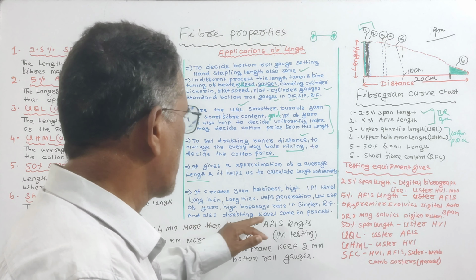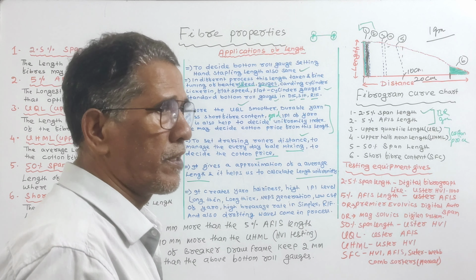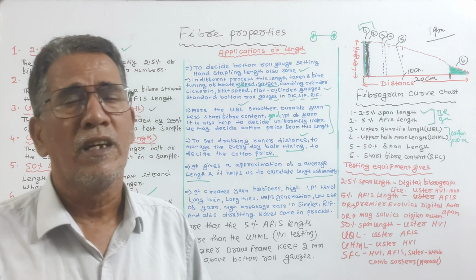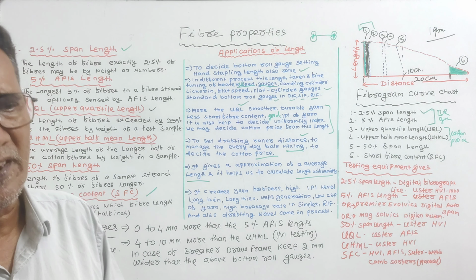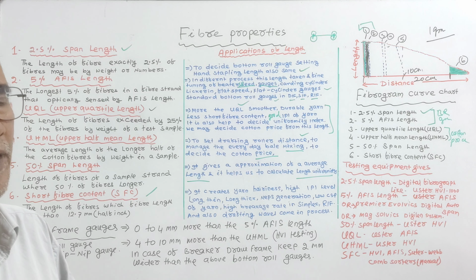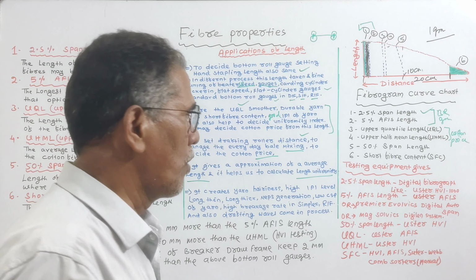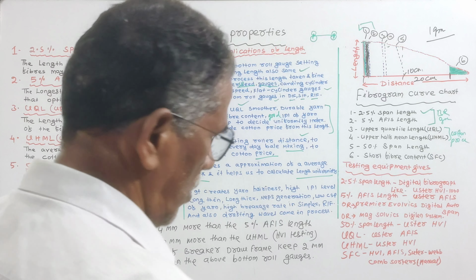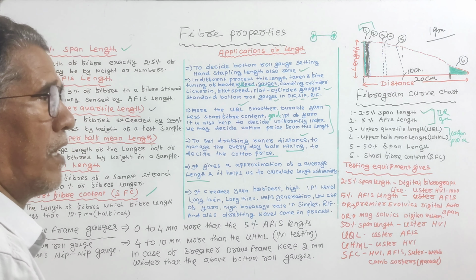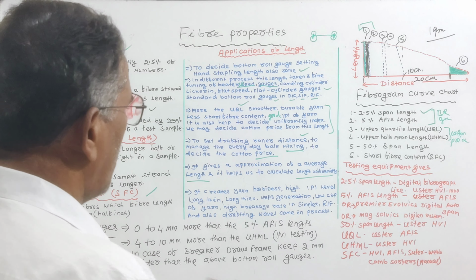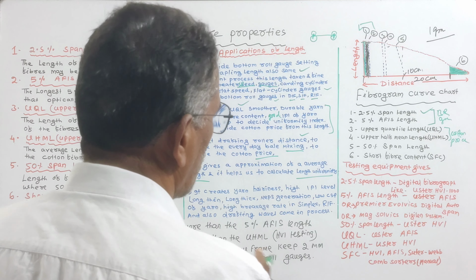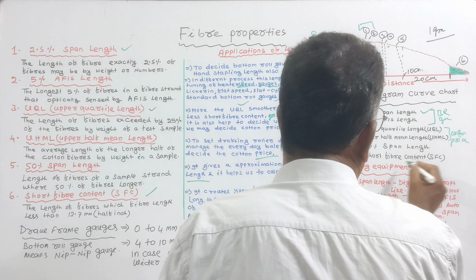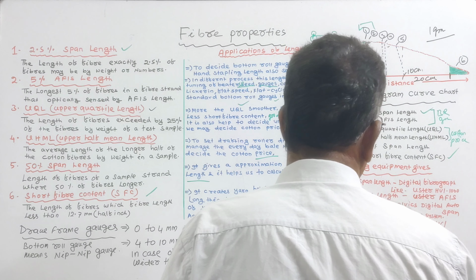And also drafting wave comes in process. Because of more short fiber content, suddenly a bunch of short fiber passes in the drafting zone and it will create drafting wave. It is one type of fault; it will deteriorate the quality, Uster and IPI, CSP, all the things it will damage. And you see, we have pointed out this short fiber content.